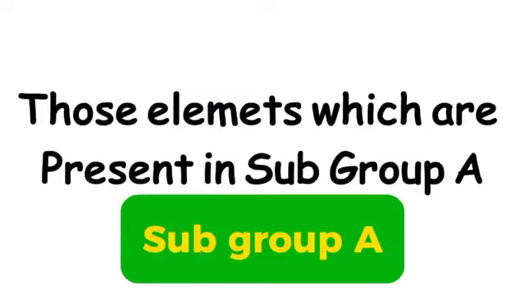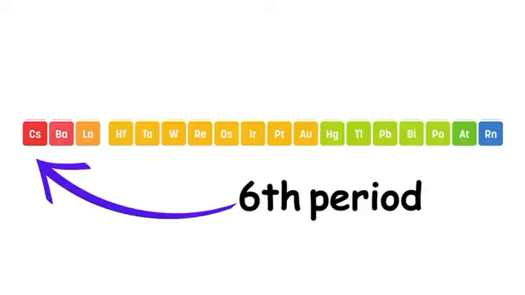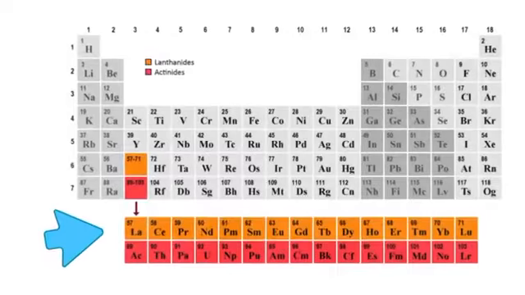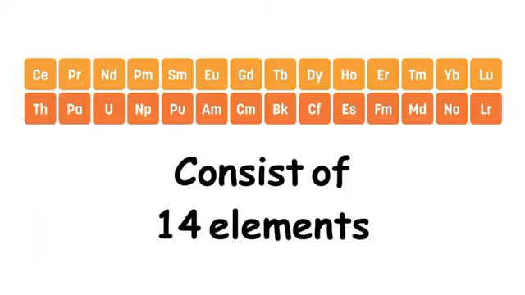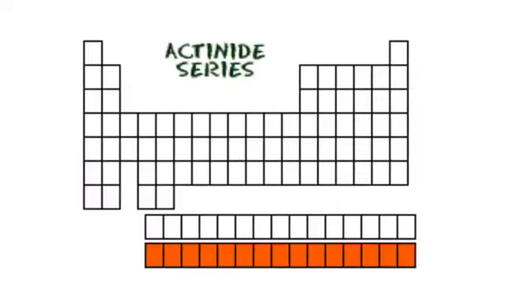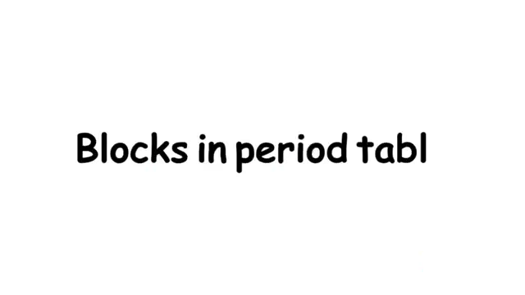Normal elements are those elements which are present in subgroup A and others present in subgroup B are called transition elements. Sixth period is the longest period and it has 32 elements, 14 more than fifth period due to the reason that in this period lanthanide series starts, which consists of 14 elements. Seventh period is incomplete and if any new element is discovered, it will be placed in it. It also contains actinide series.